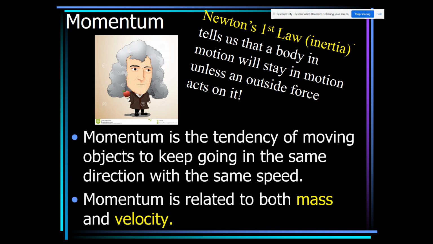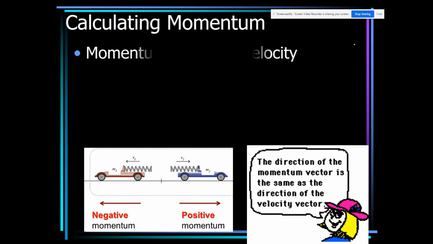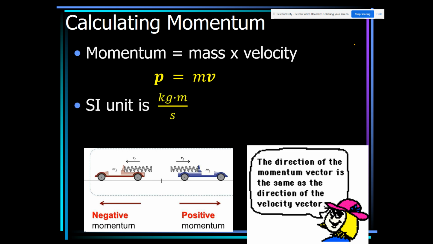Momentum is related to both mass and velocity. That's one of the reasons why the object at rest isn't included, because it has no velocity. Now, how can we calculate momentum? We can quantify it with a very simple formula. We're going to use small p to represent momentum. The m represents mass, and the v represents velocity. So our units for momentum are going to be kilograms times meters per second. The mass is measured in kilograms, and the velocity is measured in meters per second.